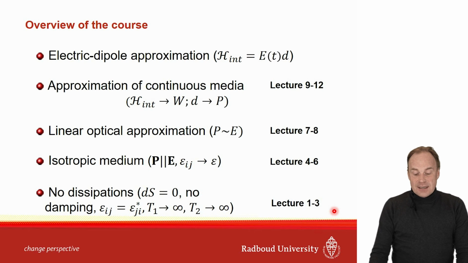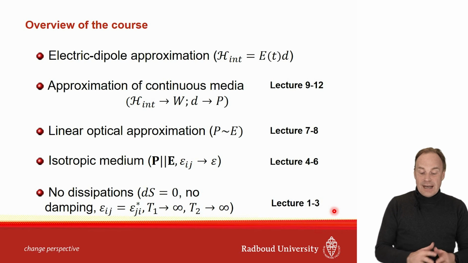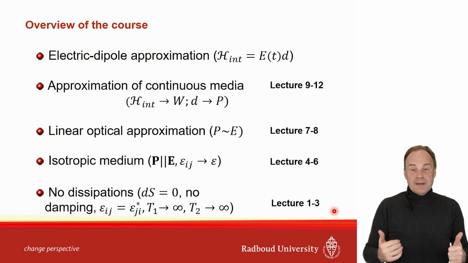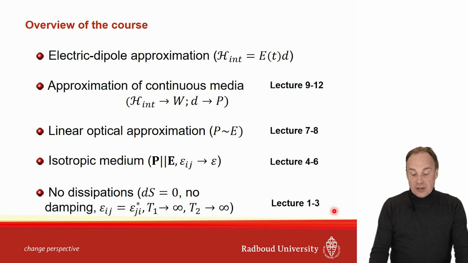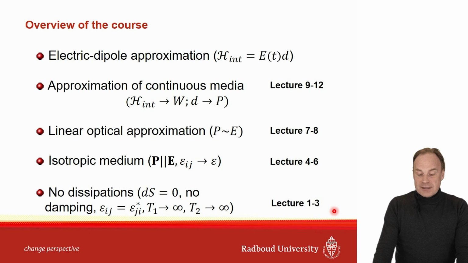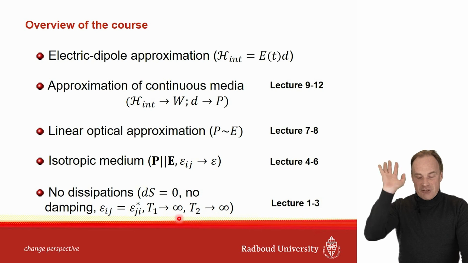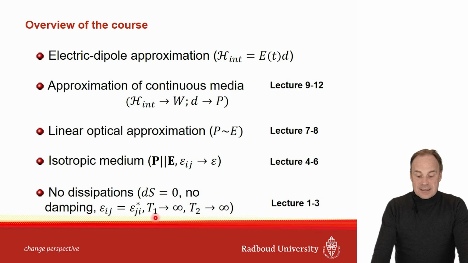So it means that epsilon, the dielectric permittivity that describes linear optical properties of the medium, should be a Hermitian matrix, and it also means that these two parameters which describe damping in the case of quantum mechanical treatment of light-matter interaction, T1 and T2, should be infinitely long. So there is no damping, there is no decay of population of the excited state. And as we now understand, we tried to understand this approximation in lectures 1 to 3.